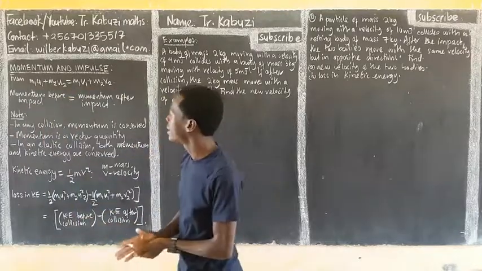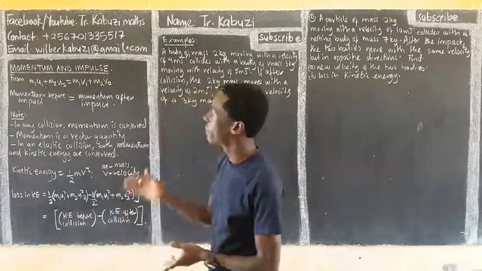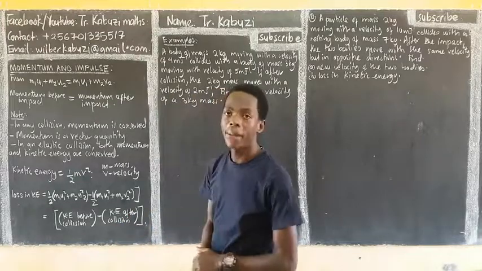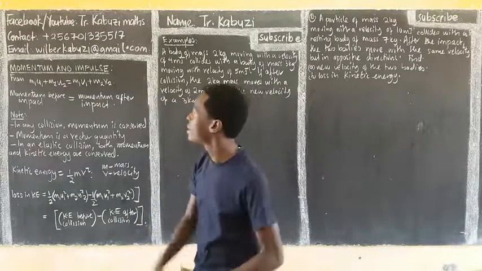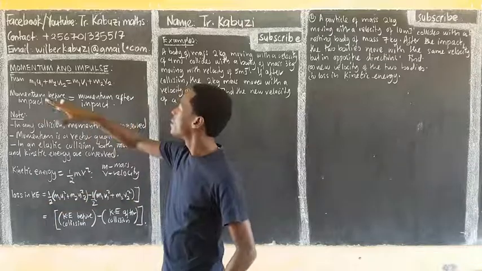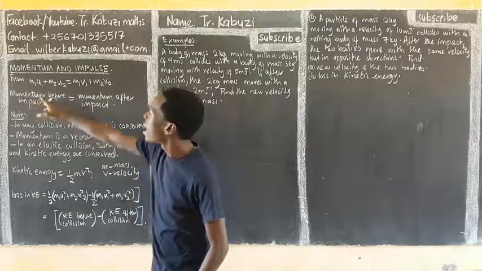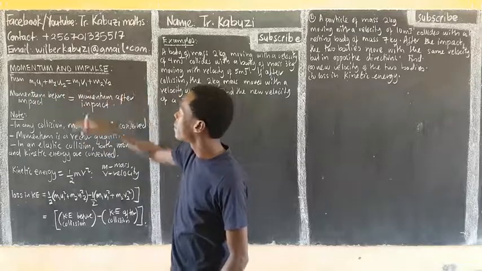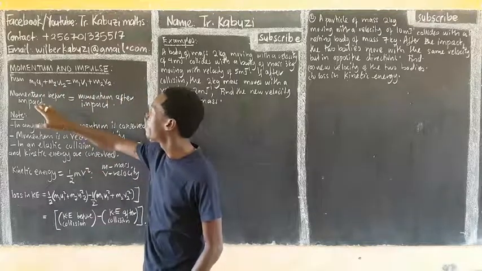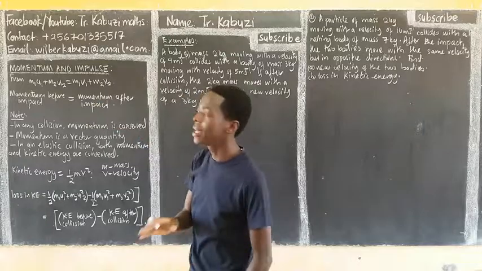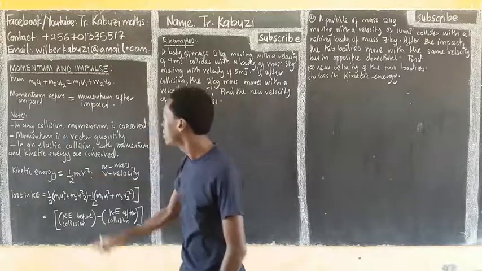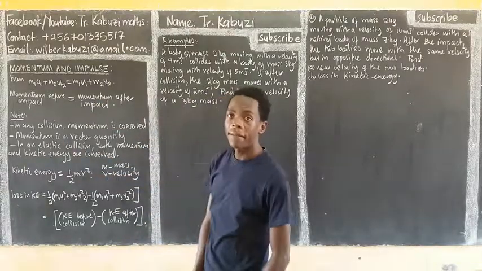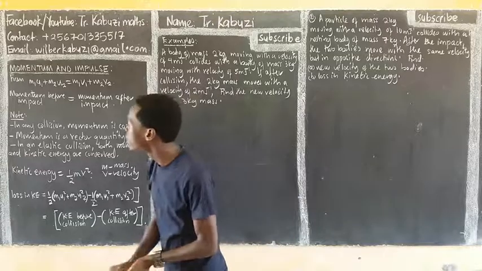Okay, so now let us see some of the important notes and then some kinetic energy, and then we see examples. Remember from our previous lesson, we saw that the initial momentum is equal to the final momentum. So meaning the momentum before impact is equal to the momentum after the impact. In any collision, momentum is conserved, so you can never lose it.